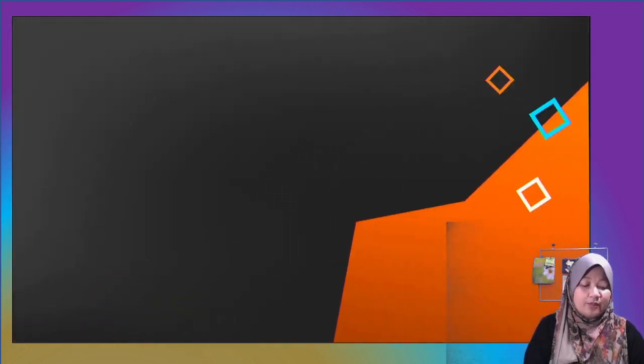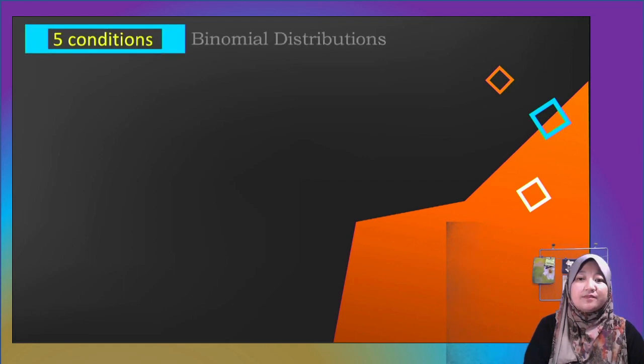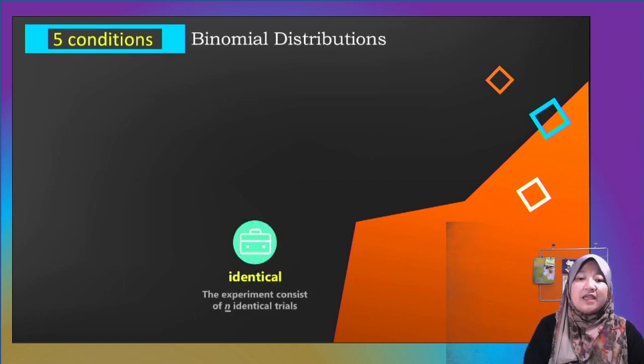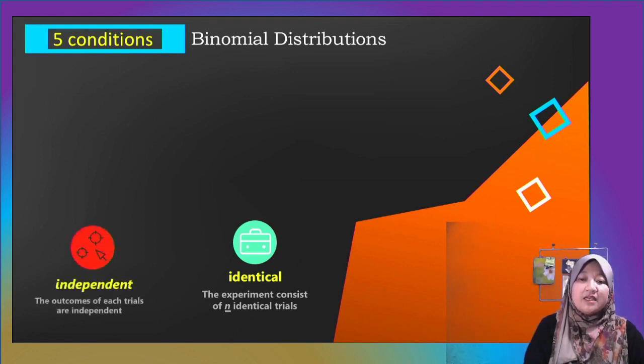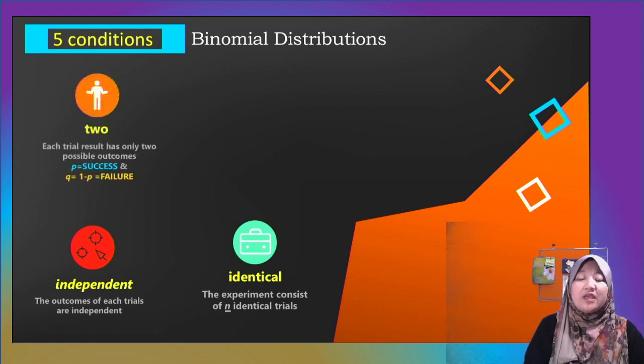Okay, before that, I will show you about 5 conditions to identify binomial distribution. Okay, first, identical. What is identical? The experiment of binomial distribution consists of n identical trials. Second is independent. Independent means the outcome of each trial is independent. Okay, next, each trial result for binomial distribution has 2 possible outcomes.